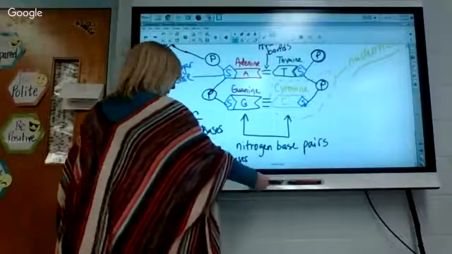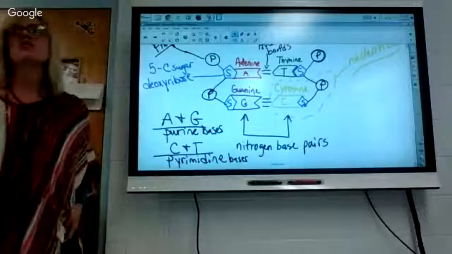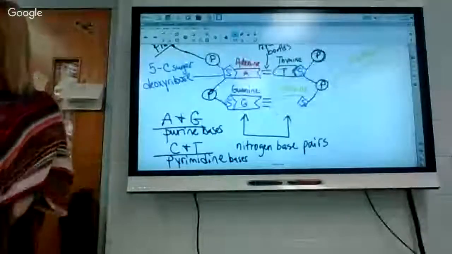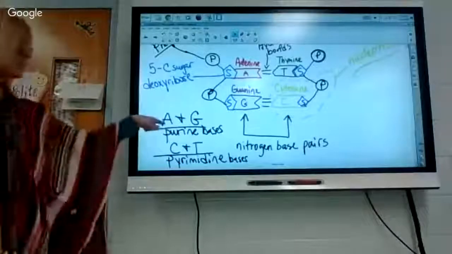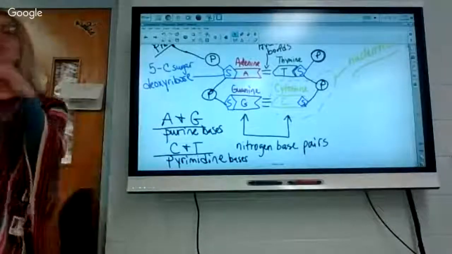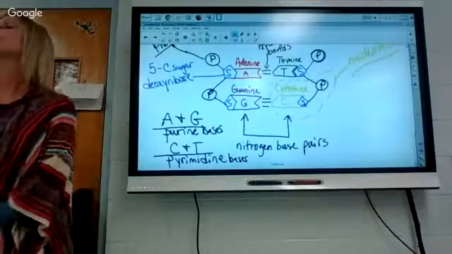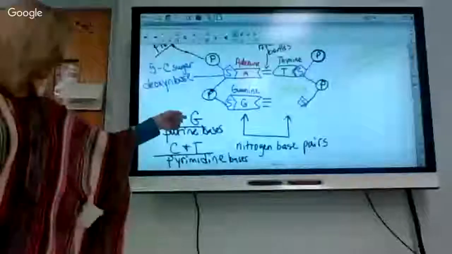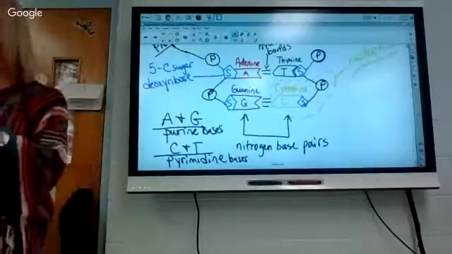So ATP is adenosine triphosphate. It has an adenine, a ribose, and phosphate. So it has a purine base. It is actually a nucleotide. And there's one called GTP too, and it has guanine in it instead of adenine.